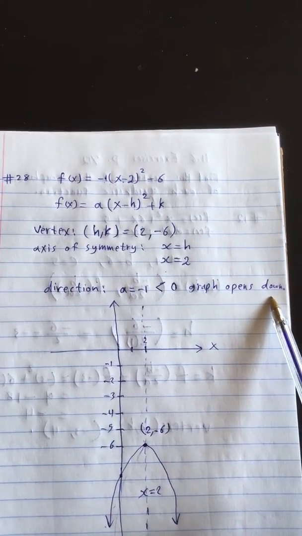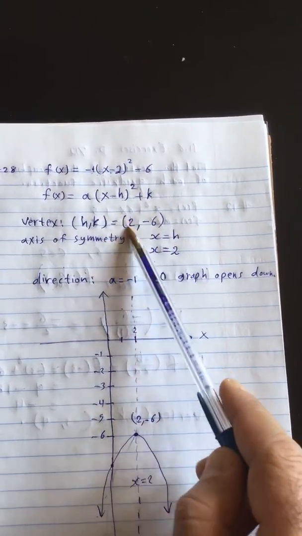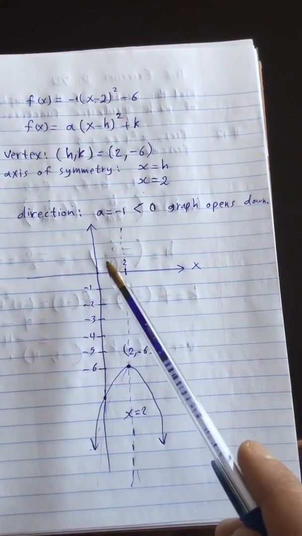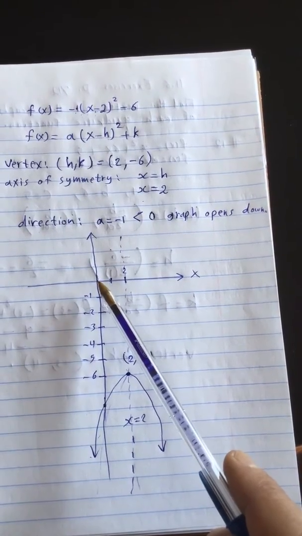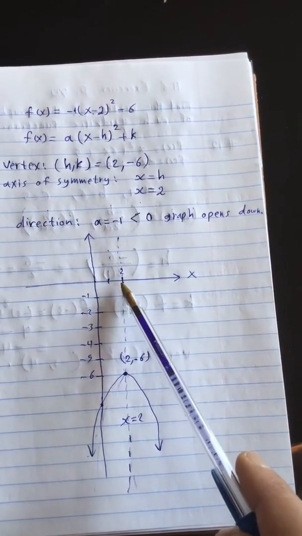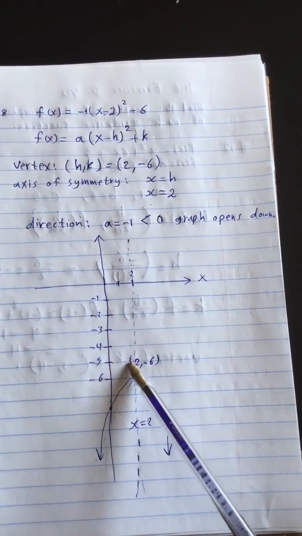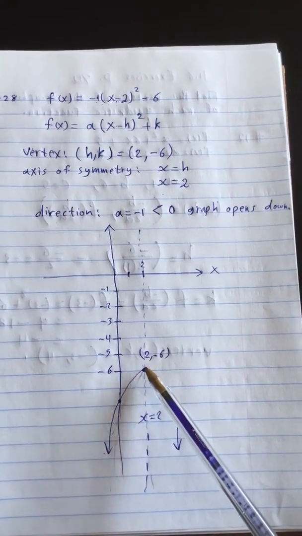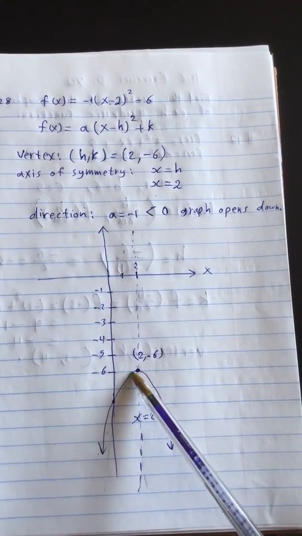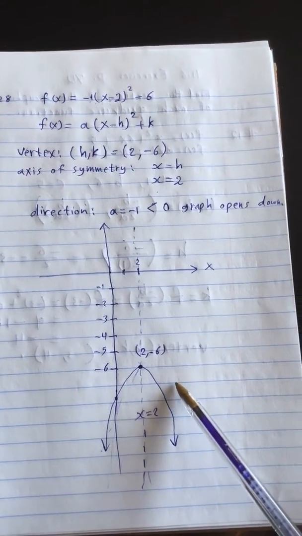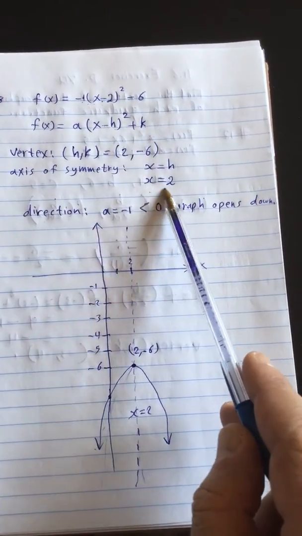So to graph this parabola, first graph the vertex, which is (2, negative 6). So this is the x-axis, this is the y-axis. So (2, negative 6): move from the origin 2 units to the right, then 6 units down. So this point is (2, negative 6). From this point, graph the parabola opening downward. And the axis of symmetry is x equals 2.